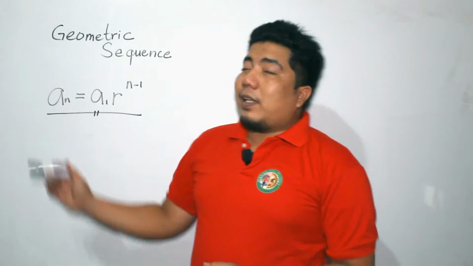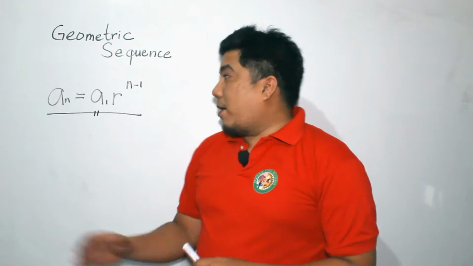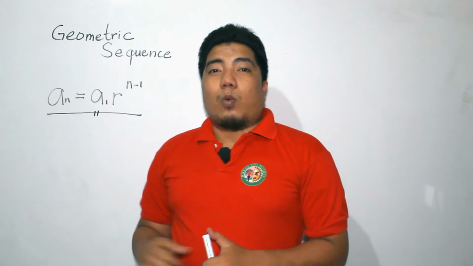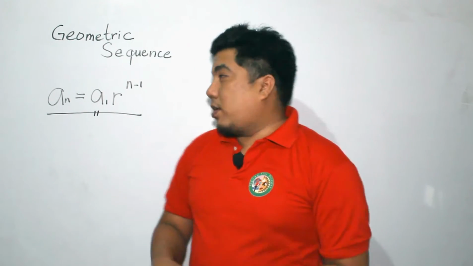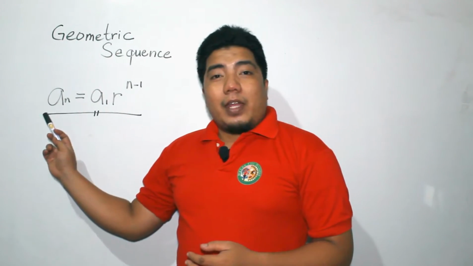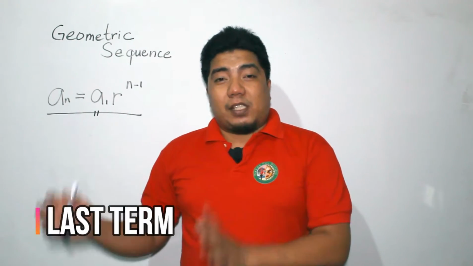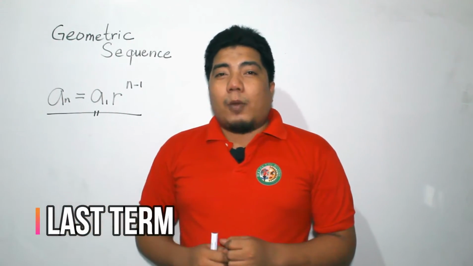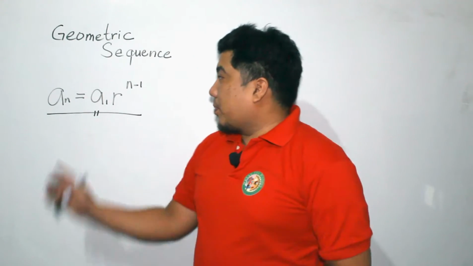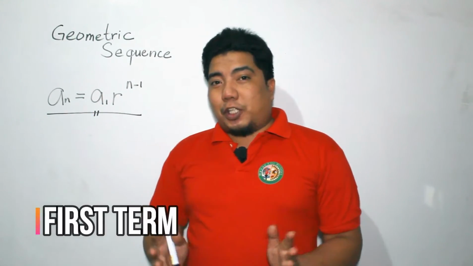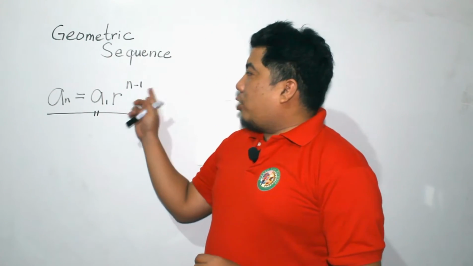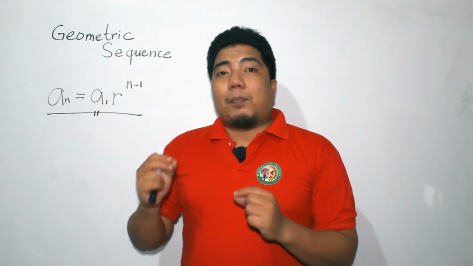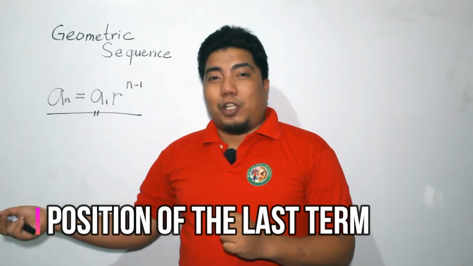Now, the geometric sequence has the formula a sub n is equal to a sub 1 times r to the power of n minus 1, where a sub n is the value of a specific term. Commonly, this is the last term. A sub 1 is the first term. R is the common ratio, and n is the position of that last term.